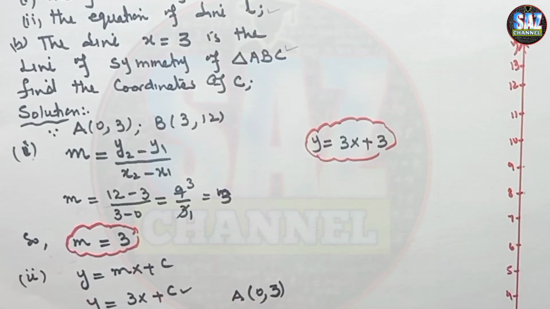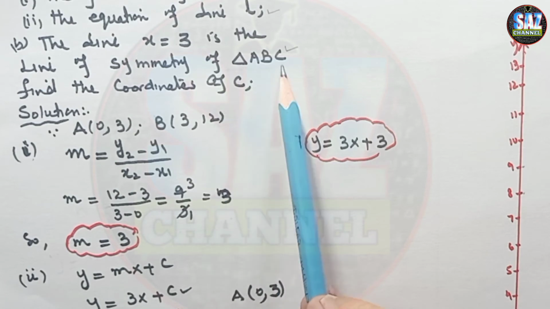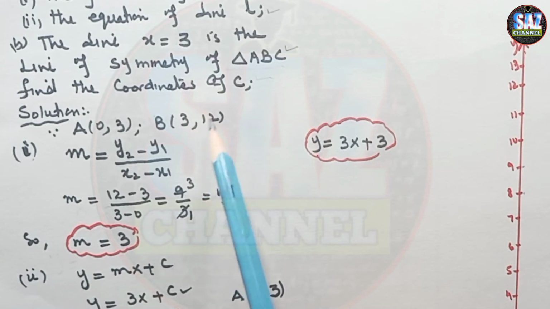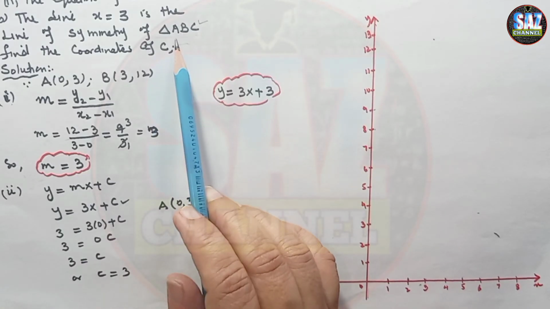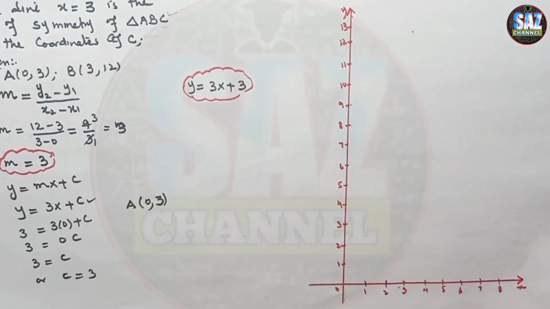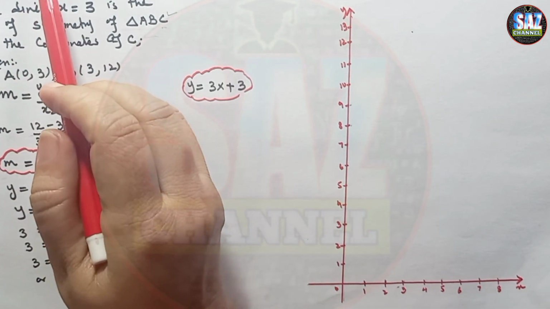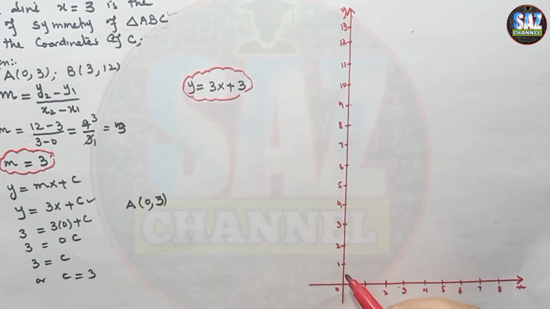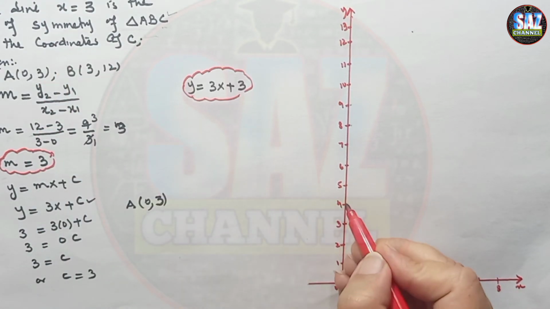The third part says that the line x equals to 3 is the line of symmetry of the triangle ABC. We have to find the coordinates of C. For the coordinates of C, in order to complete the triangle ABC, I will be taking help from this grid. First of all, I'll plot the points on the given grid. The first point is A, (0, 3). Here, the x value is 0. So we should know where I should plot this point. This point will be coming on the y-axis because the x value is 0.